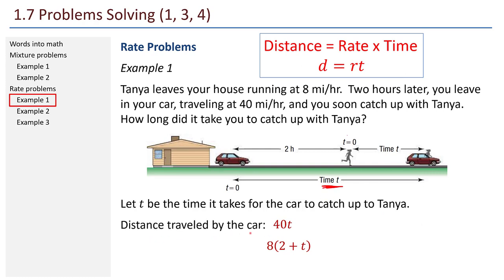The distance traveled by the car is 40t. So distance equals rate times time. My rate is 40 miles per hour, and my time is t. T is the variable. That's what I'm trying to figure out. The distance traveled by Tanya is rate 8 times time. So that's the trick here, is that her time is actually 2 plus t, the initial 2 hours that she ran, plus the t hours that it took to catch up.